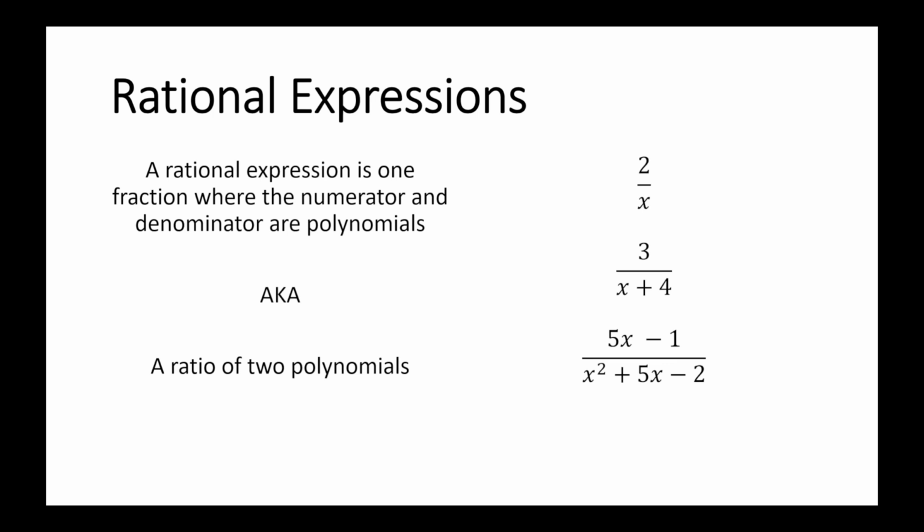But here's a more complicated one. There are variables both at the top and the bottom. This is your more traditional rational expression. Things that would be more considered to be polynomials at the top and the bottom.